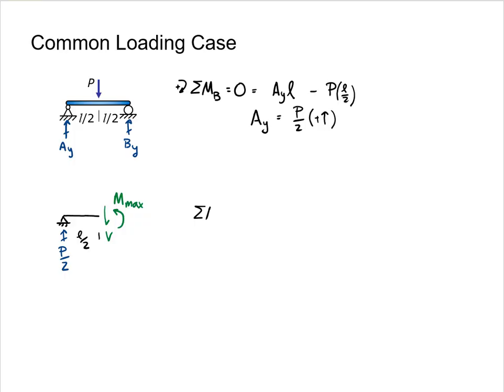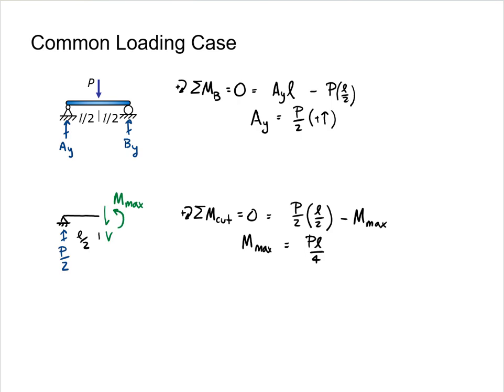We sum moments about the cut. We have a positive contribution from the reaction acting through L over 2 and a negative contribution from the unknown moment M. Solving for the maximum moment, we get PL over 4.